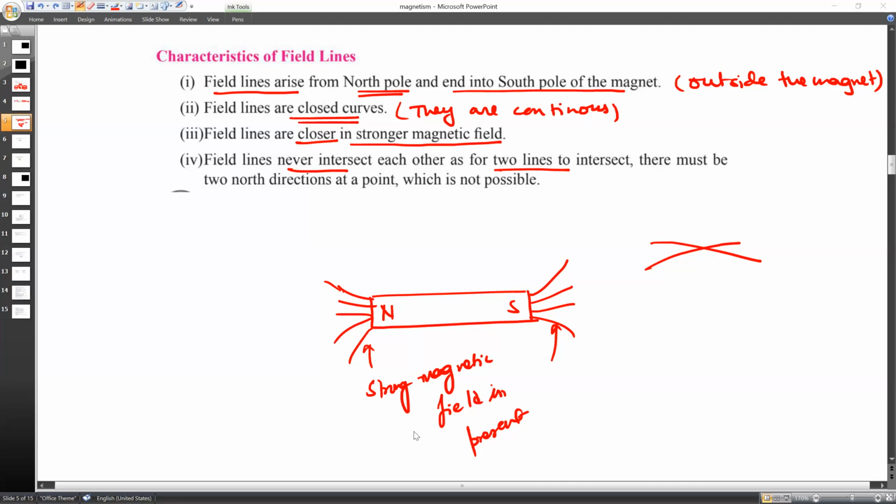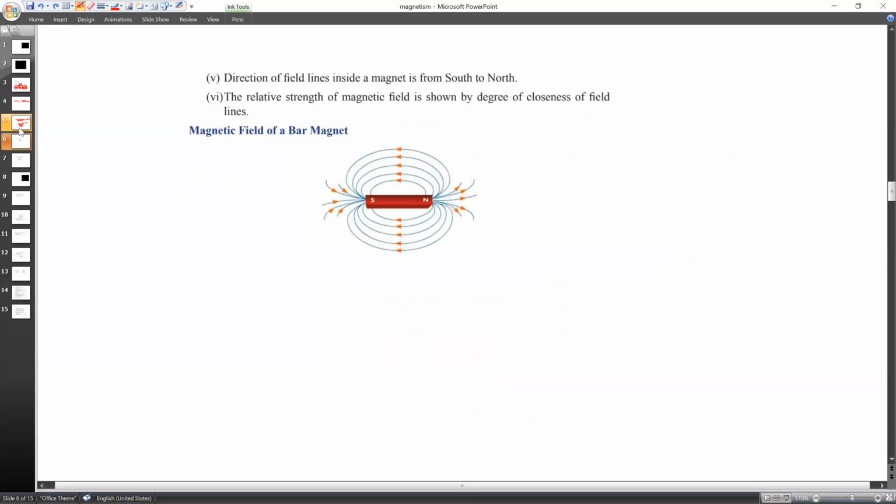So let's move further. Next is this one. Here, these are two more properties. The direction of magnetic field lines in a magnet is from south to north, and the relative strength of the magnetic field decreases as we move away. We can say that the relative strength of the magnetic field is shown by the degree of closeness. If the magnetic field lines are closer to each other, there is a stronger magnetic field. So note these two points also.